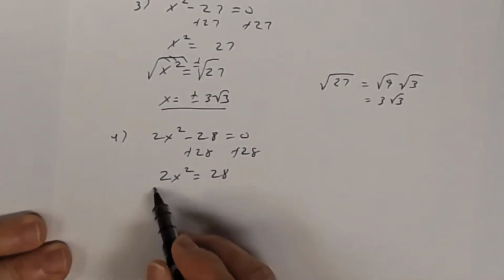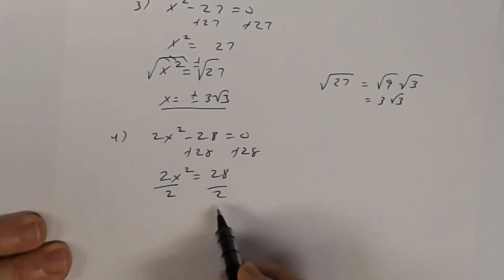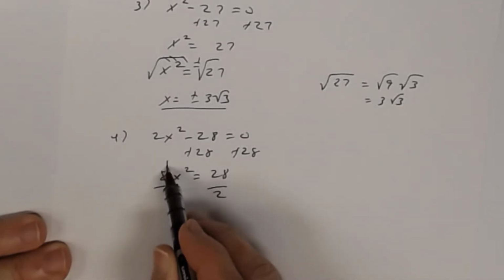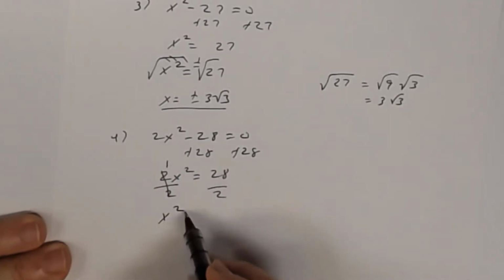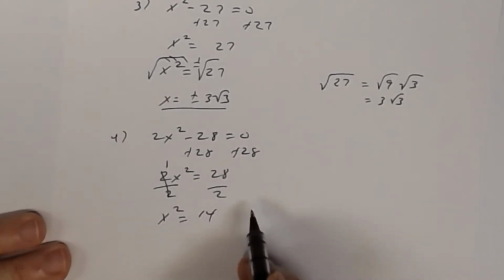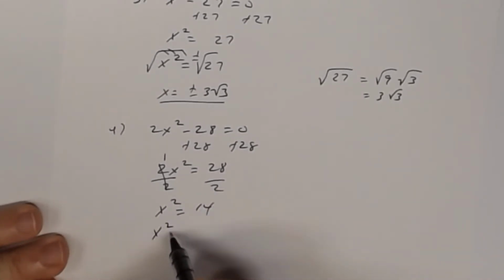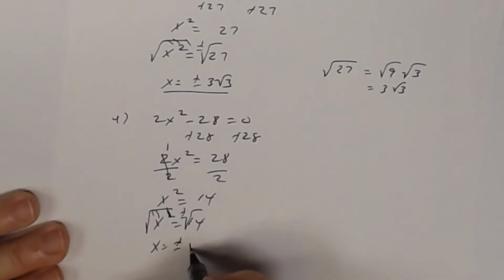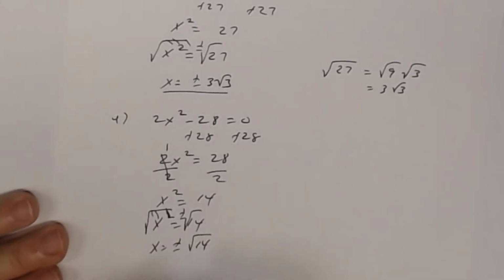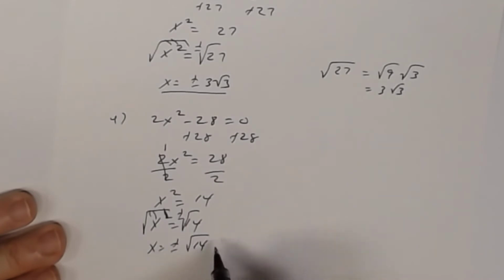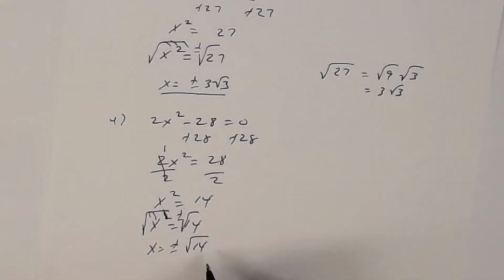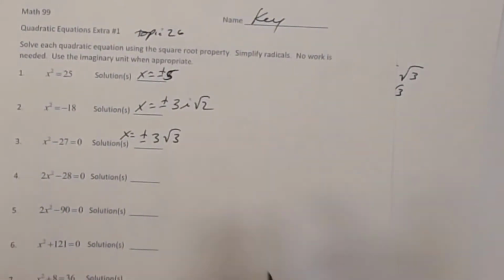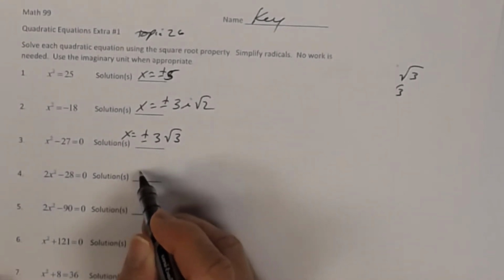So what I would do first is to divide both sides by 2. And so 2 divided by 2 is 1. 1 times x squared equal 14. And then you take the square root of both sides, plus or minus, and so the square and the square root cancel each other, so you get x equal plus or minus the square root of 14, and you cannot simplify the square root of 14. The only perfect square that goes into 14 is 1. So this becomes plus or minus the square root of 14.